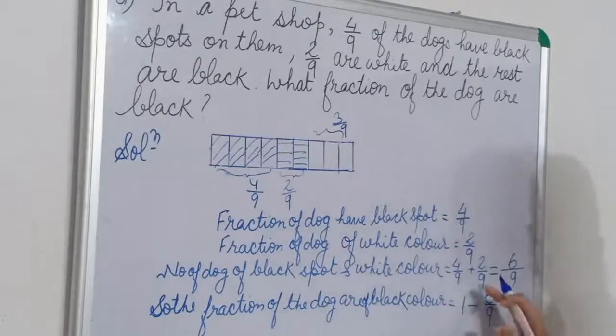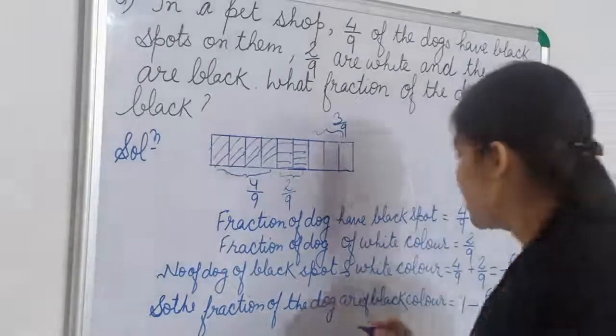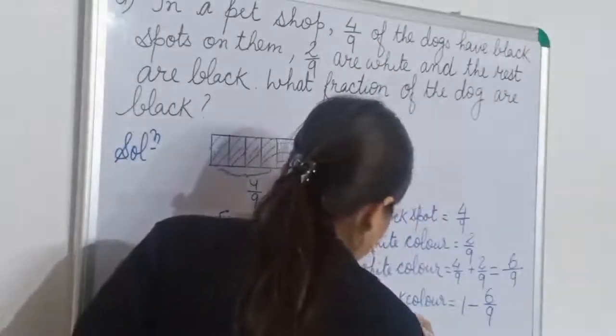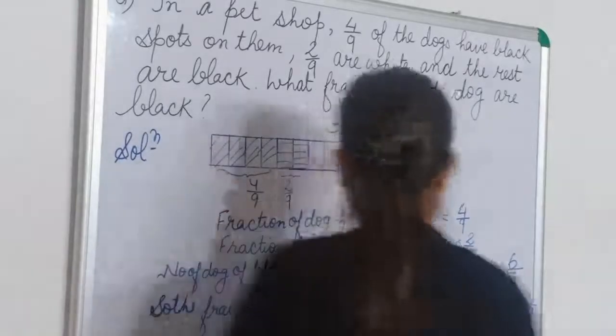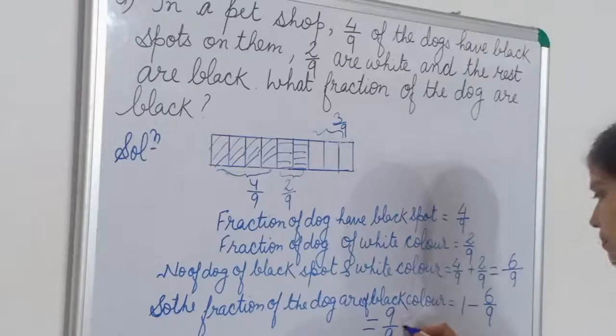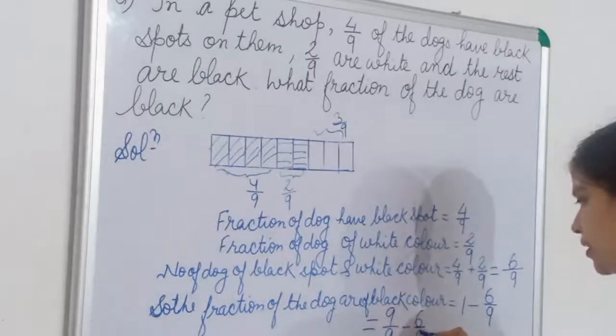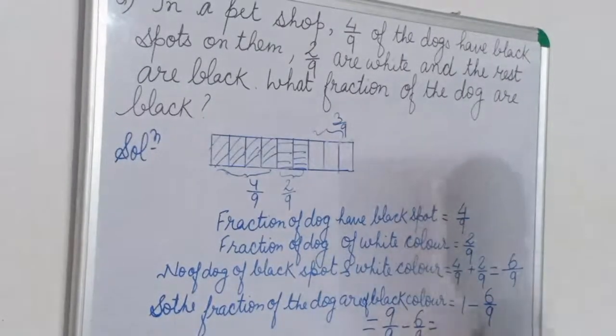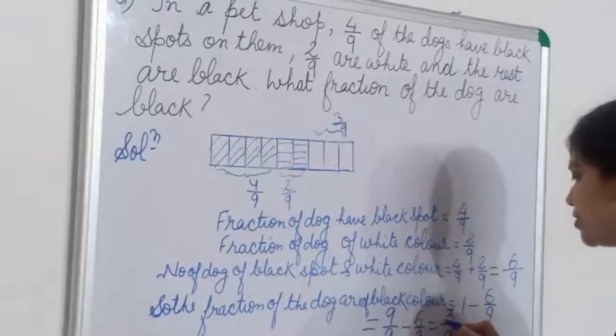1 we can write as 9 by 9 also, meaning 9 parts of 9 equal parts. That is only a whole. 9 by 9 means whole. So 9 by 9 minus 6 by 9. Subtraction is very easy, similar to addition. We only write the denominator down; we are not doing anything with the denominator. Only we subtract the numerators, the upper part of the fraction. So 9 minus 6 is equal to 3. So this is 3 by 9.